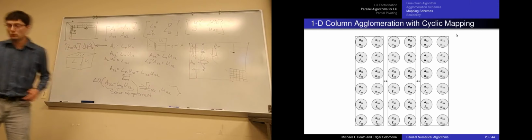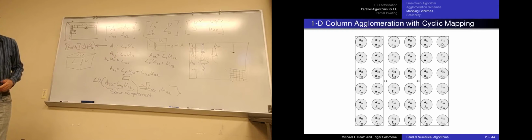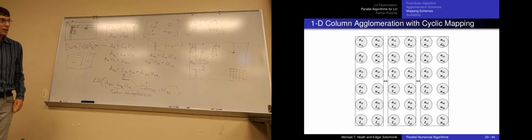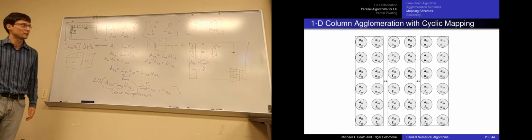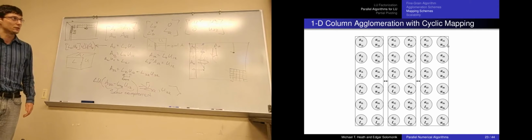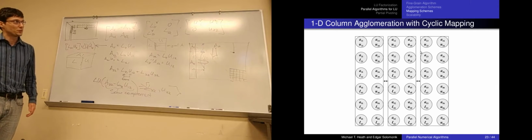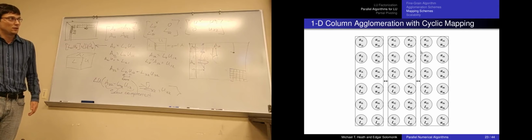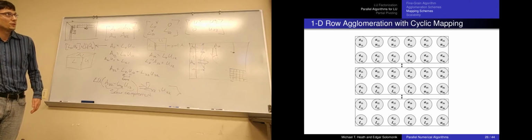When we do these 1D agglomerations, I think I already discussed this, we need to do one broadcast, and we have either concurrency or no concurrency in the panel factorization. The algorithms look simpler than what we have in the 2D case. Something very similar happens with 1D row aggregation. I'll just go through this.